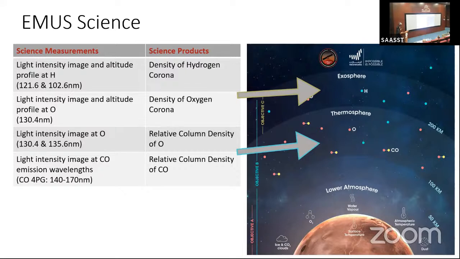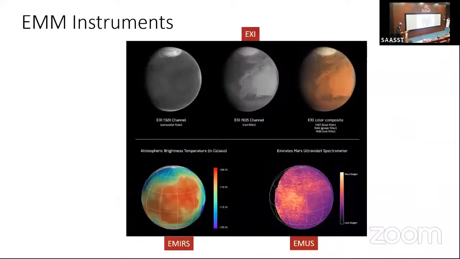And then we'll also look at the light intensity of the oxygen profile, where we can get information about the oxygen corona and the relative column density of oxygen, and finally the relative column density of CO2 in the thermosphere. So these are examples of the data from the three instruments.